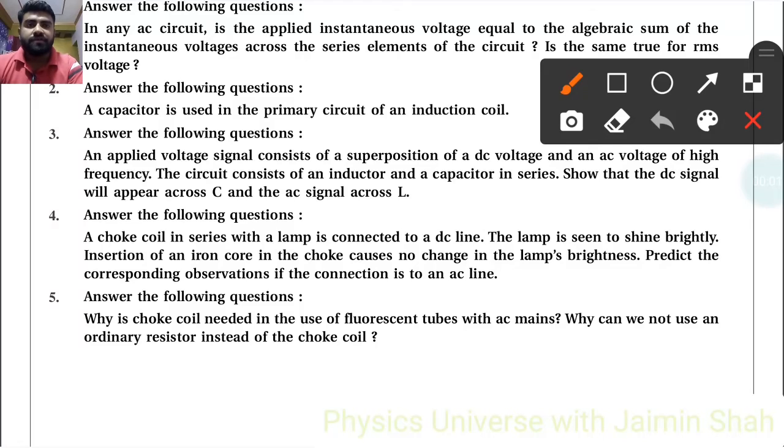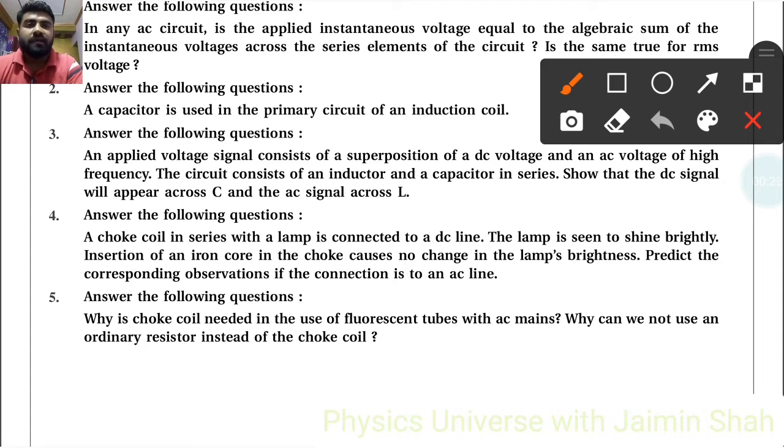Answer the following questions. In any AC circuit applied, instantaneous voltage is equal to the algebraic sum of the instantaneous voltages across the series elements of the circuit. Is the same true for RMS voltage? So here the answer is no, it is not the same for RMS, because RMS is the root mean square, and instantaneous voltage is very instant, right?